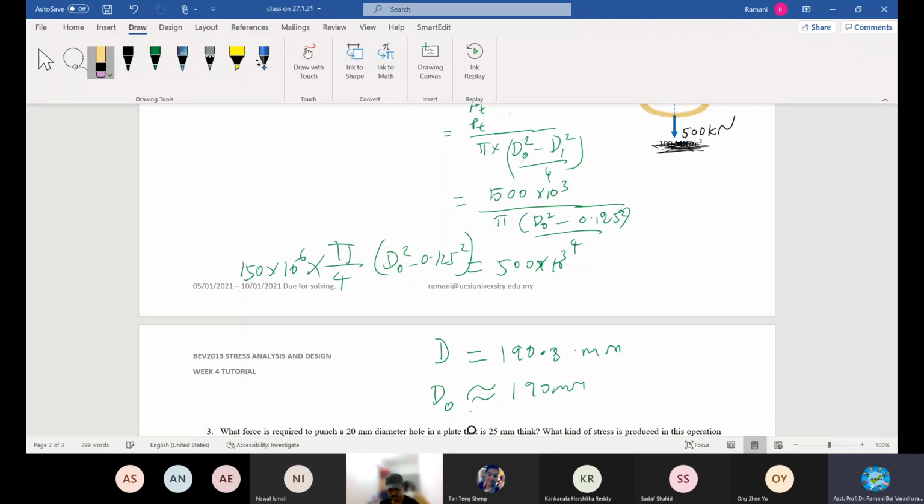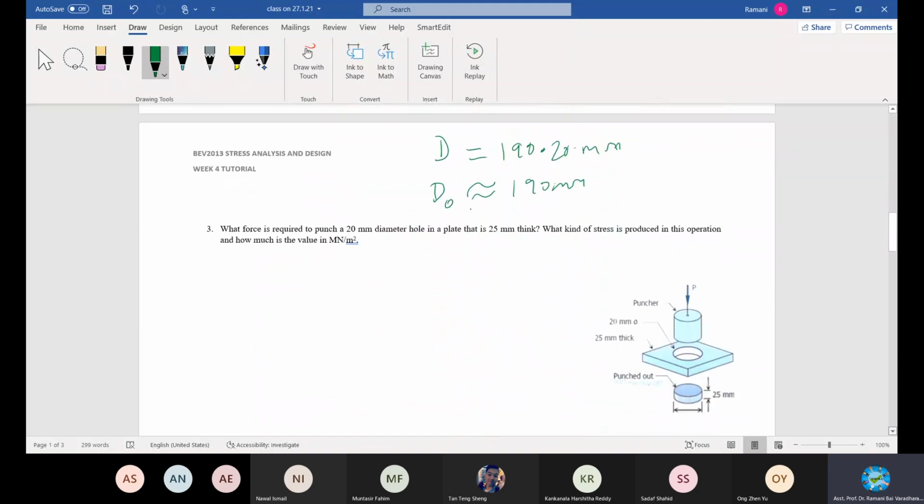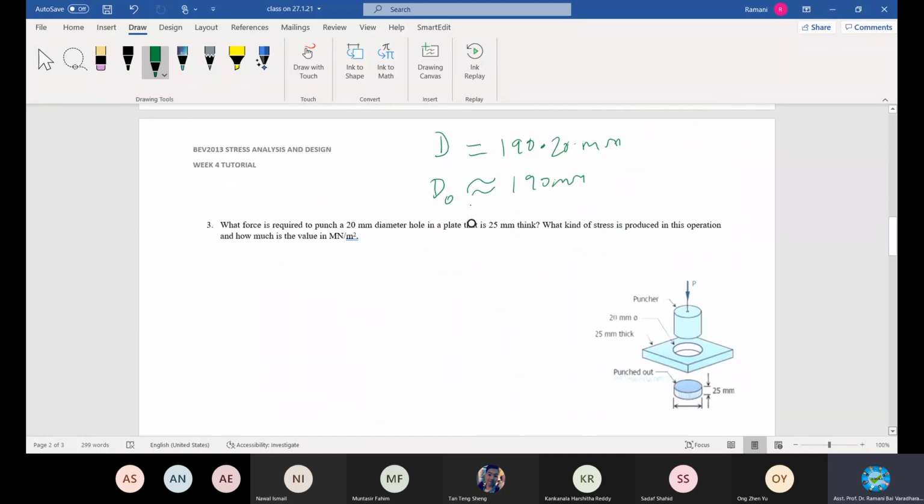What is the answer? Can you get me the correct answer? 190 point? You're not doing. Let it be 20, for example. So you just approximate and have it as 190. Always check, apply your common sense. Outer diameter should be higher than this 125. So your answer should be relatively correct.